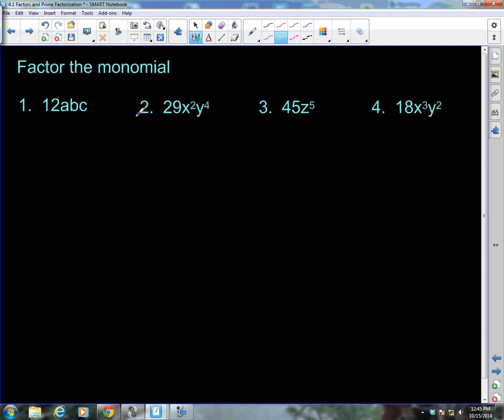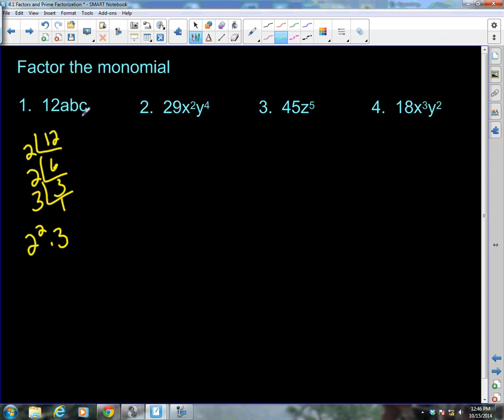Next, factor the monomial. Okay, this is different, but it's pretty simple. It's pretty basic to what we've seen before. First, I want to factor the number 12. So let's prime factor 12. 2 goes into that 6 times. 2 goes into that 3 times. 3 goes into that 1 time. So I get 2 squared times 3.